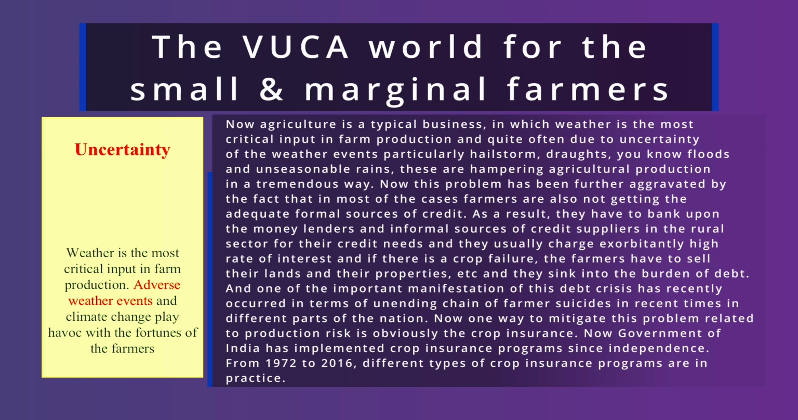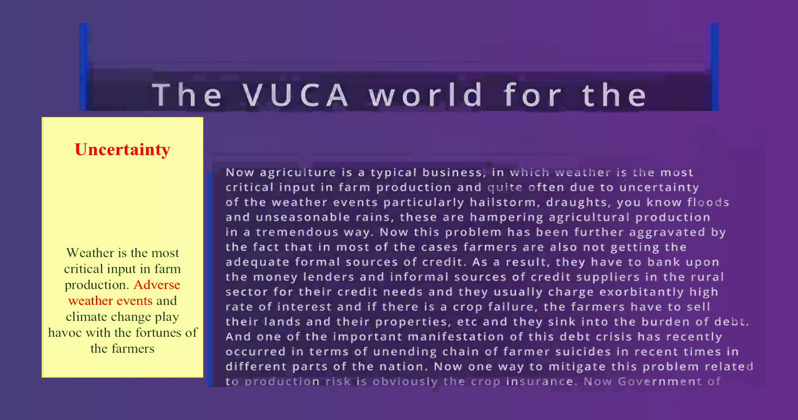Now, the Government of India has implemented crop insurance programs since independence. From 1972 to 2016, different types of crop insurance programs have been in practice. Right now, the Pradhan Mantri Fasal Bima Yojana is also being implemented from 2016.